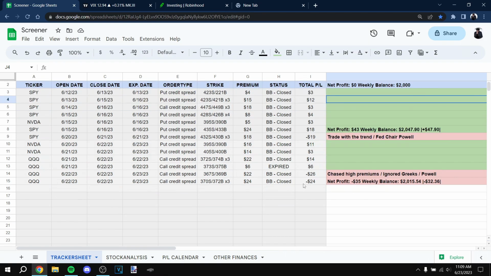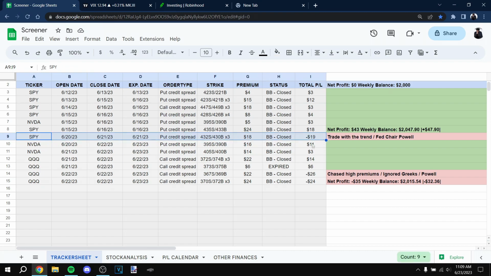And so let's get to my losses, because wins are wins, but losses is where you actually learn something. So my first loss was the first trade I opened up this week, and it was on SPY. And SPY was a bitch to me this week, bro. SPY and QQQ.